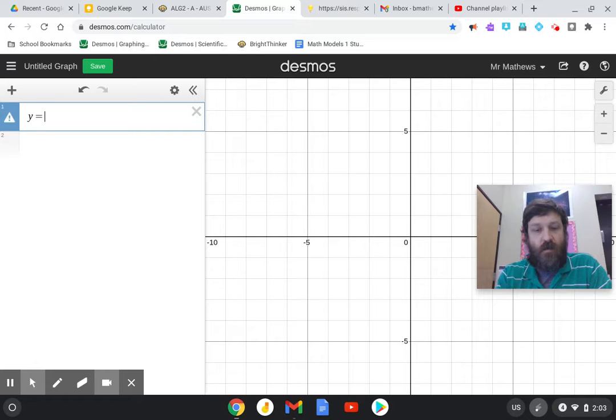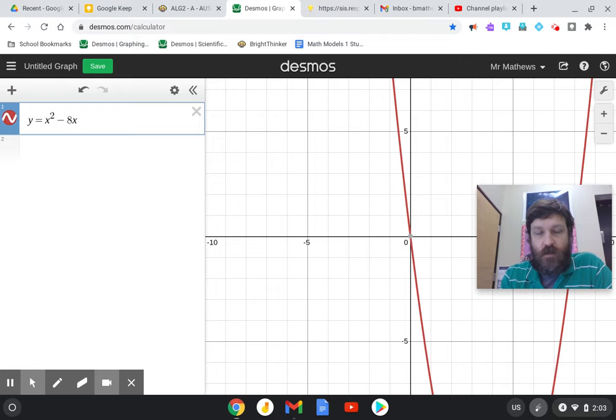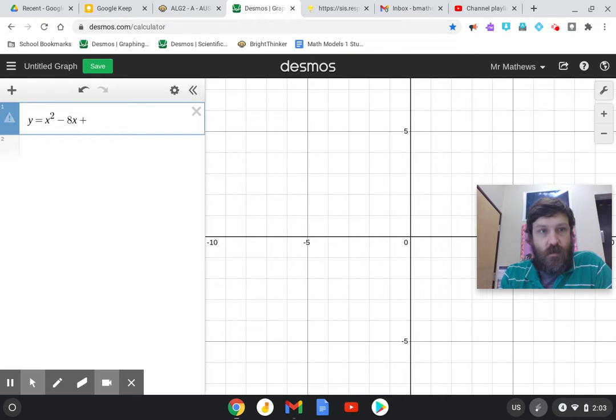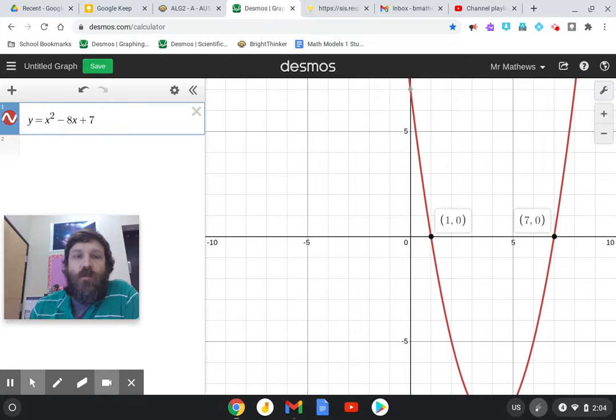So if I have the following equation, let's say y equals x squared minus 8x plus 7, this could be an example of a problem you might see. We're always going to be jumping over here to look at these values where we have the two x-intercepts. So anytime we're asked to solve, this is what we're looking at. So just keep that in mind.